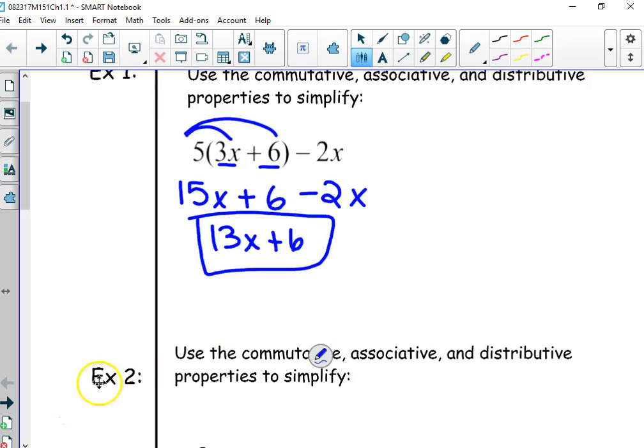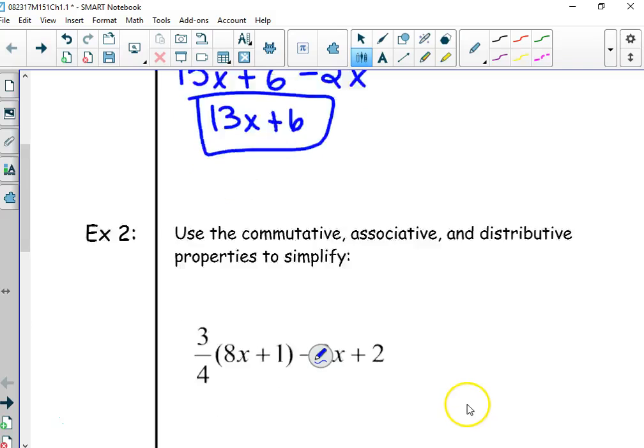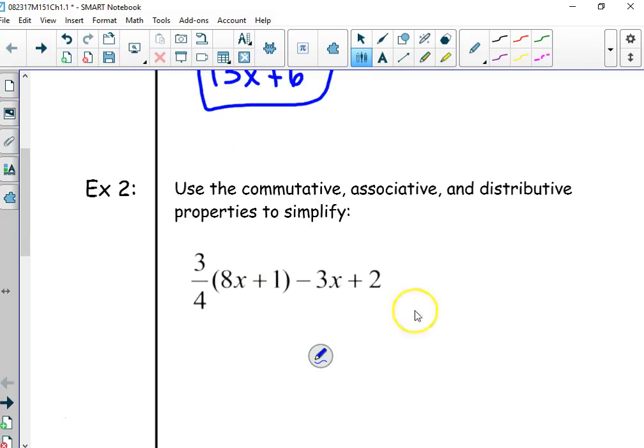Okay, so use the commutative, same idea, only here I'm making us work with some fractions. So I want to talk about fraction work. If you need more practice in fraction work, come see me and I'll point you to some resources online. All right, same idea though. We can't add the 8x and the 1, so we're going to distribute that 3/4, the multiplication by 3/4.